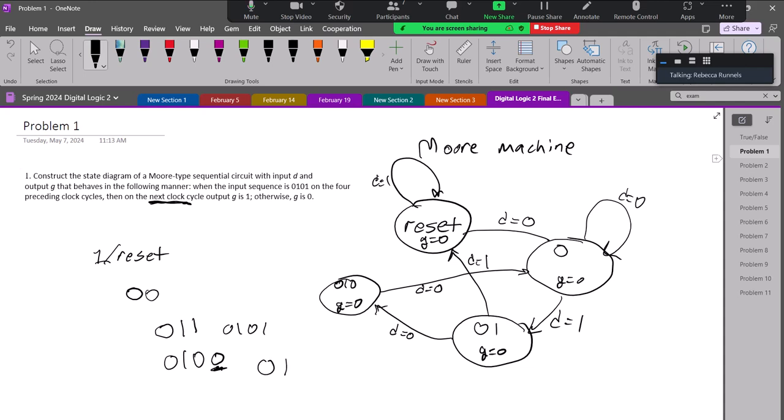Now what if I get a 1, 0, 1, 0, 1? I'll be here. And that does need to be a separate state because I don't output my 1 until the next clock cycle. So this is D equals 1. So if I'm at this state, now I have my output of 1. What happens if I get a 0? It goes right back to the one before.